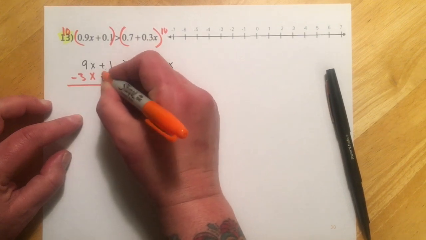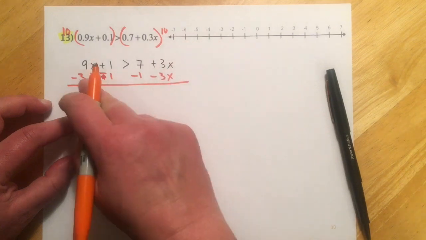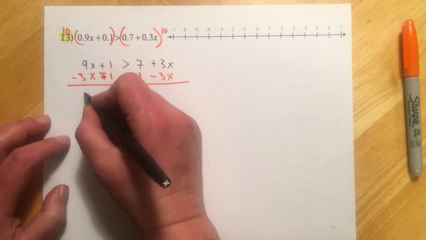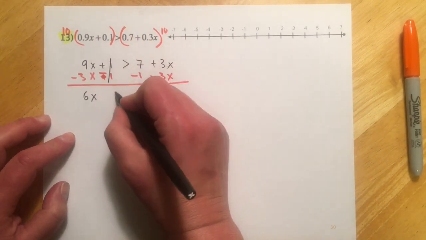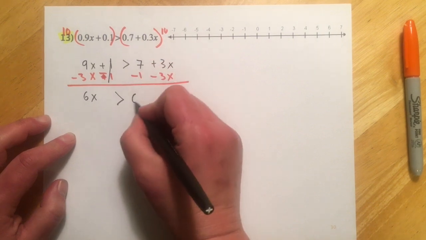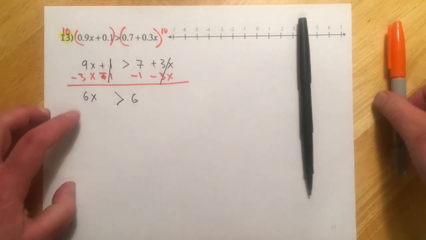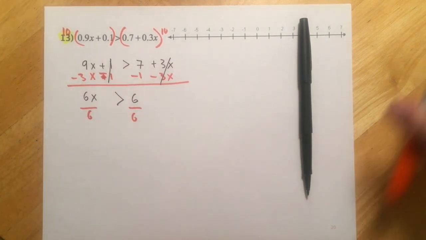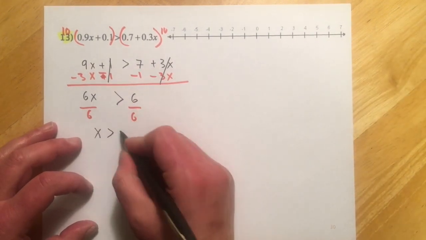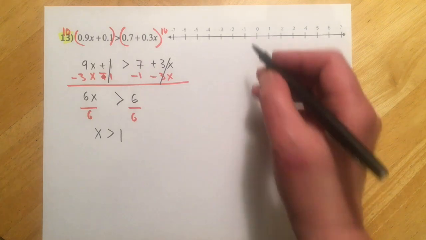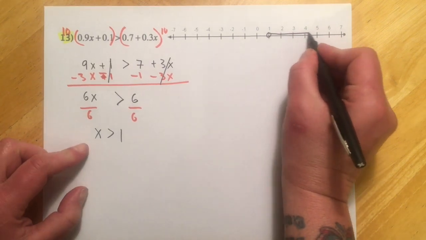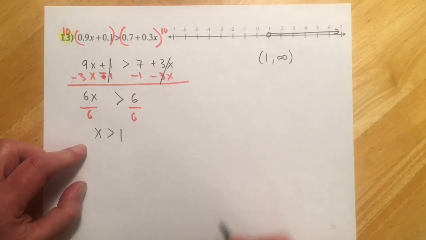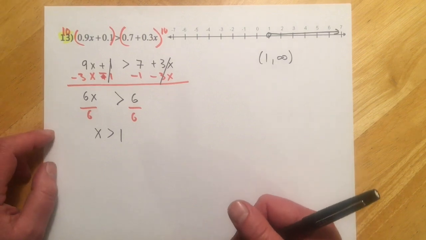So -1, -1. So bring x's one side, numbers to the other. So 9x minus 3x would be 6x. The 1's cancel, greater than 7 minus 1 would make 6. 3x cancels. And then just divide over the 6 is all. And x is greater than 1. So here we are at 1, open dot, greater than going this way. And then our interval notation is 1 to infinity. Okay, that was a long one. So that wraps up 1.4.